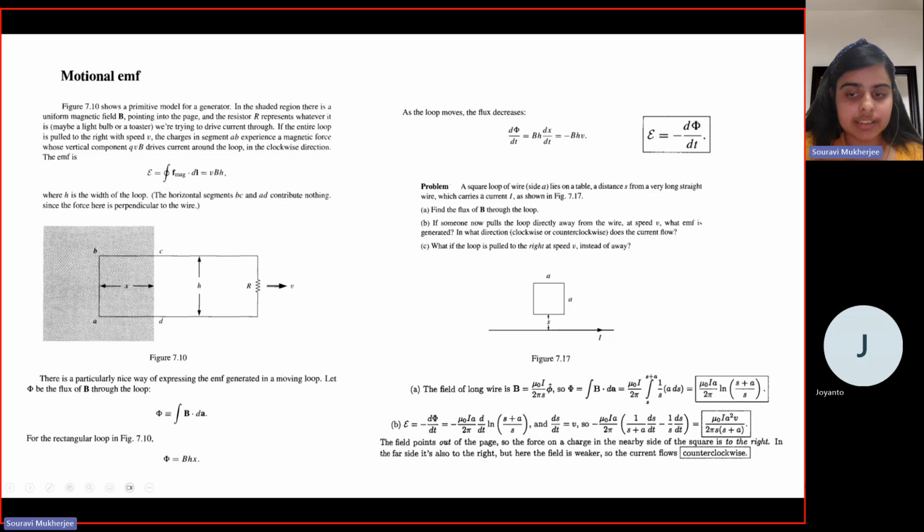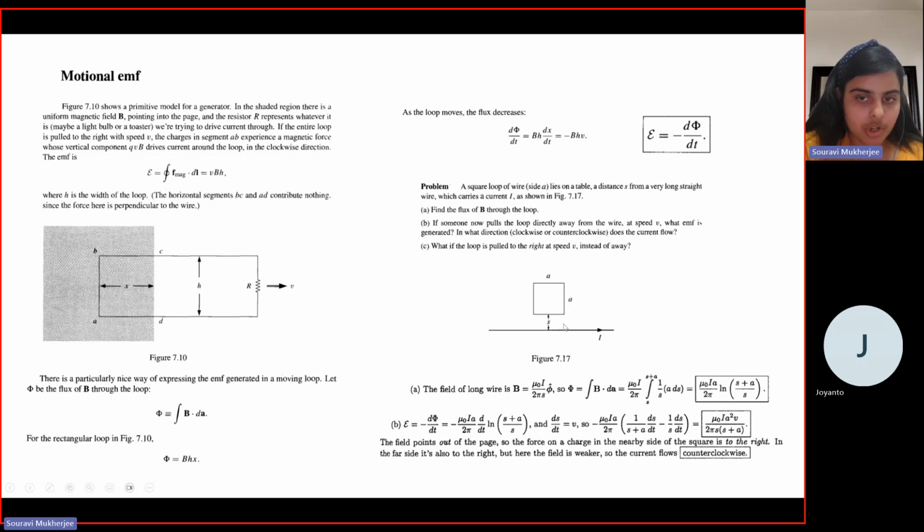Now, how do you understand the direction of flow of current? One way is to see what is the direction of the force that is generated. Okay. From here, you'll have a magnetic field pointing out of the page, and you know that there'll be a velocity, because this square is being taken away from the wire, right? So you have a velocity in this direction. And from there, you can use the relation to find the force. And you can see that the force will be towards the right.